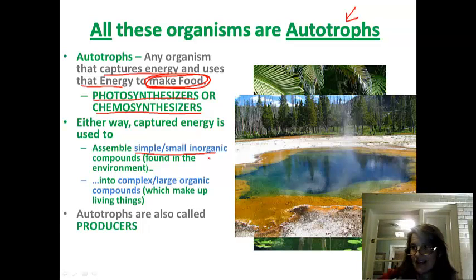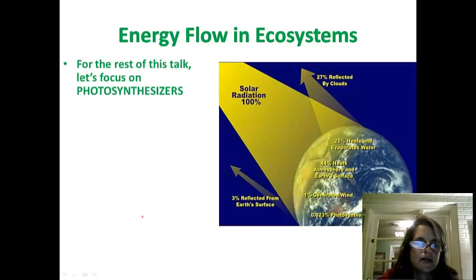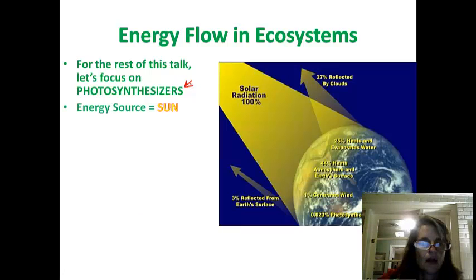Autotrophs, since they harness the energy of the sun, for example, and allow others to access it through their food molecules, are called producers, okay? They are producing food, really, for all of us, not just themselves. All right, so energy flow in ecosystems. For the rest of this talk, we are going to focus on the photosynthesizers, just to kind of make it more simplified.